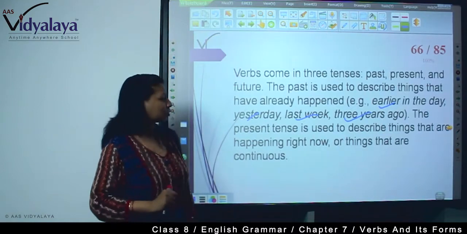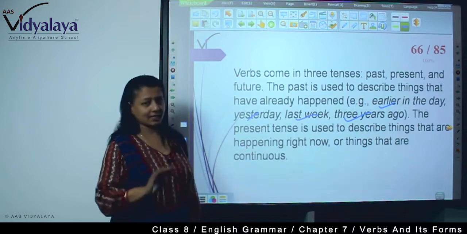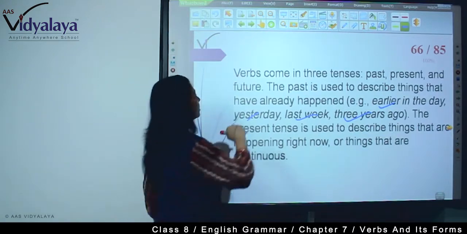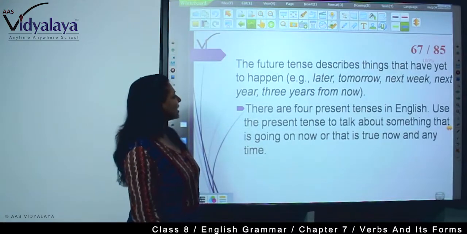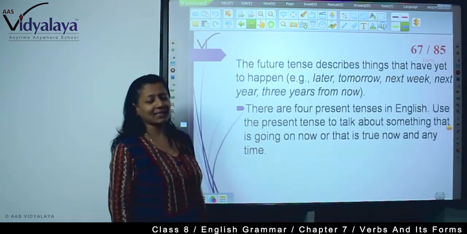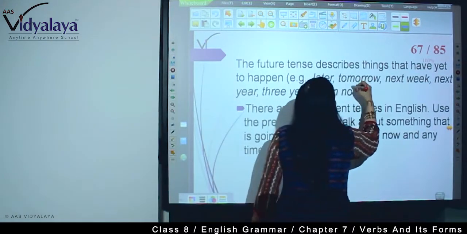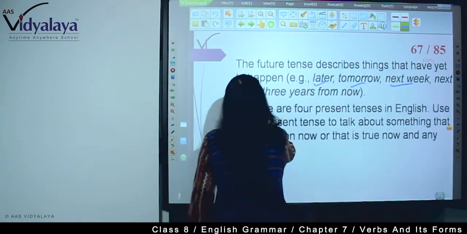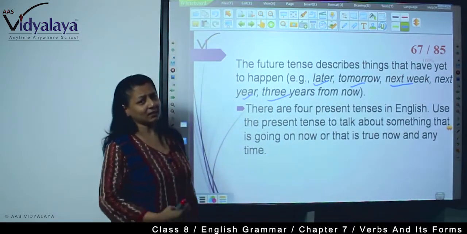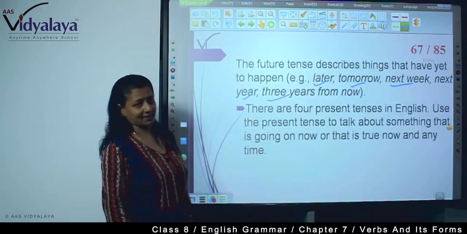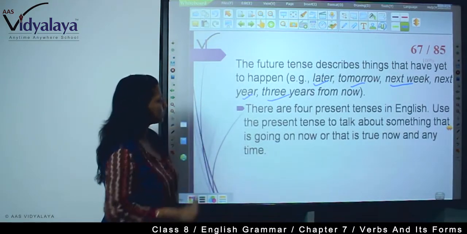The present tense is used to describe things that are happening right now or things that are continuous. So that is your present. The future tense describes things that have yet to happen. That is, it hasn't yet happened. For example, the words later, tomorrow, next week, next year, 3 years from now. So you are seeing this future tense. Whenever you write a future tense sentence, you will have to add these words.